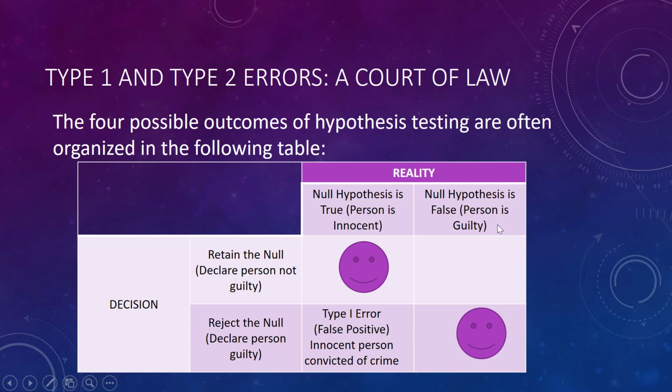Likewise, there's a problem if a person is actually guilty or the null hypothesis is false, but we mistakenly say that the person is not guilty, or we mistakenly retain the null. This is called a type 2 error or a false negative. Again, we are saying that the person is innocent when in fact they are guilty.